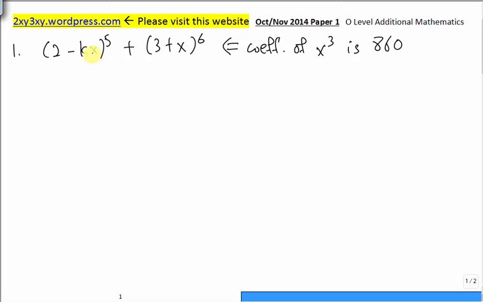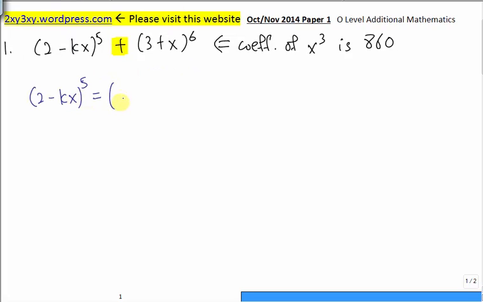We need to expand this expression and this expression, but because this is a plus, we just need to find the coefficient of x cubed in this expression and the coefficient of x cubed in this expression. Okay, the coefficient of x cubed plus another coefficient of x cubed will result in the final coefficient of this expansion. So let us expand this expression to find the coefficient of x cubed first.